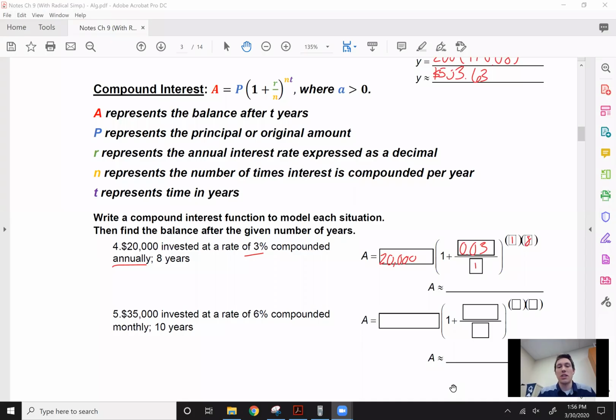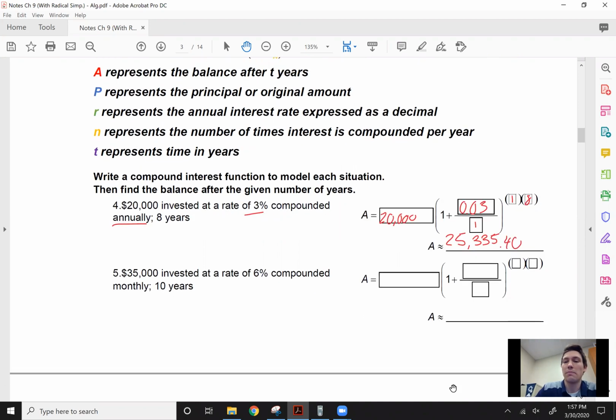So that means if by investing 20,000 into here for 8 years, you will have a total of 25,335. Now that's not what you earned, that's what you now have total. So in other words, you earned $5,335 over the course of 8 years. Not bad.